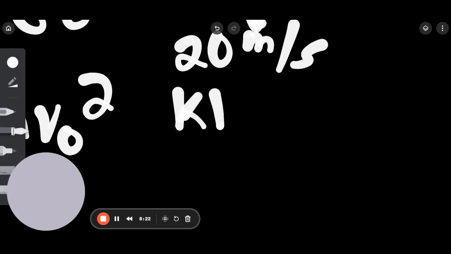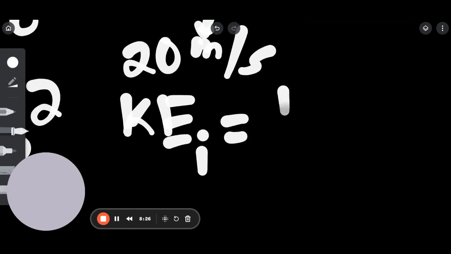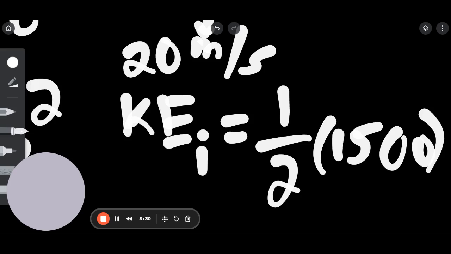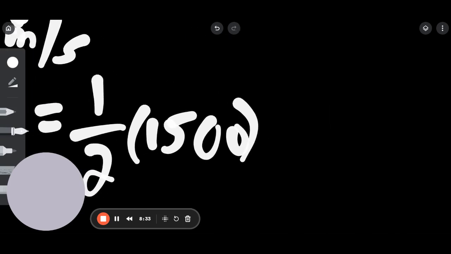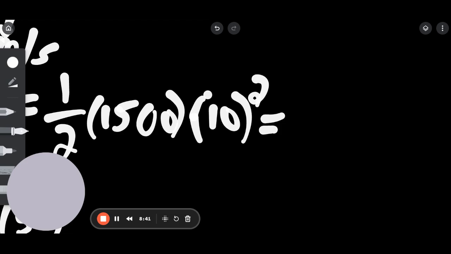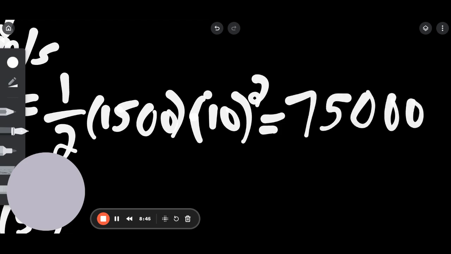So kinetic energy initial is equal to 1/2 times the mass, which is 1500, times v squared, which is 10. 10 is the initial speed, so 10 squared. And this is equal to, if you plug it into our calculator, 75,000 joules.